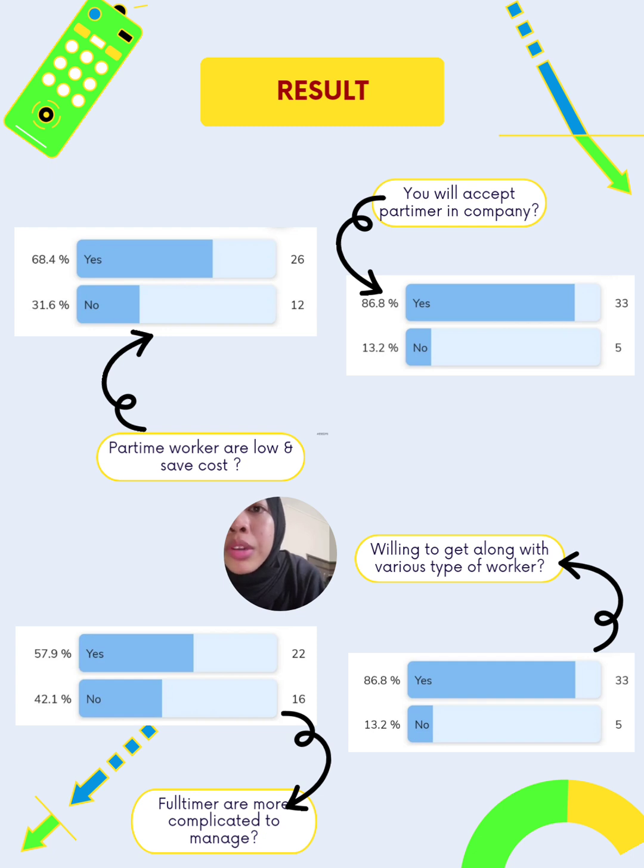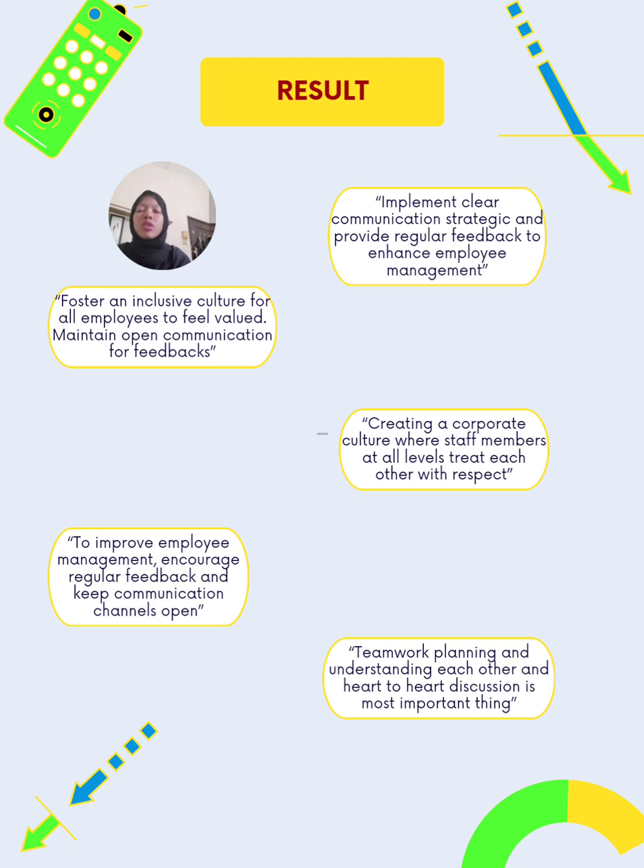I think this might be because they easily get along with and accept someone and want to build a team without bias. Okay, so for the last part, I chose five suggestions from among the 38 respondents. The first one, I don't know if she or he, states to implement a clear communication strategy and provide regular feedback to enhance employee management.